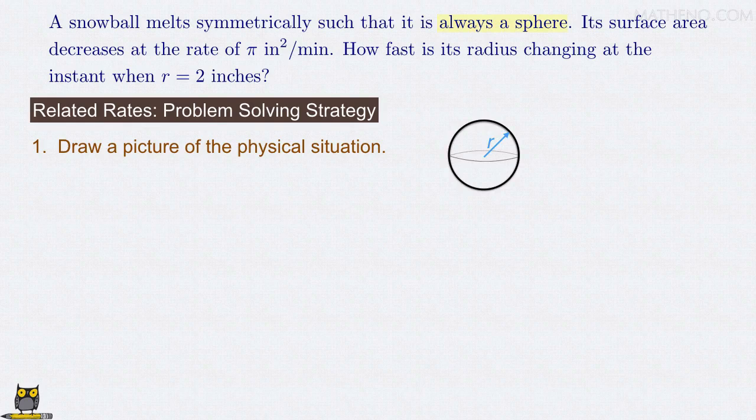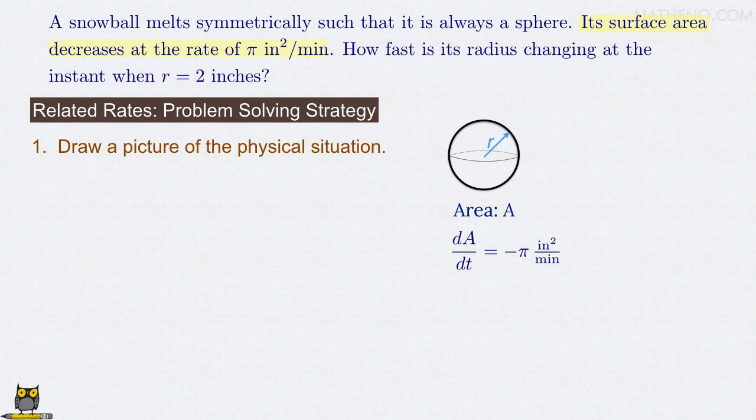The problem also tells us something about the sphere's surface area that we're going to call A. Specifically, we're told something about the rate at which the surface area decreases. That rate is dA dt, the rate at which the area A changes with respect to time t. The problem states that that rate equals negative pi inches squared per minute.